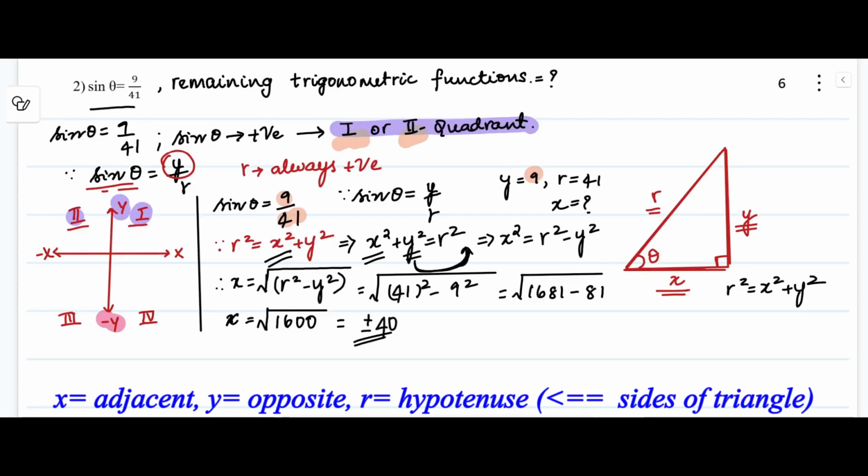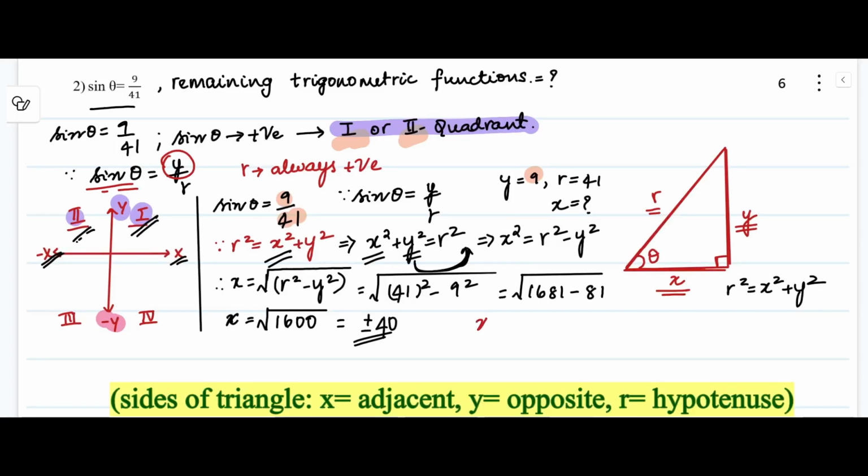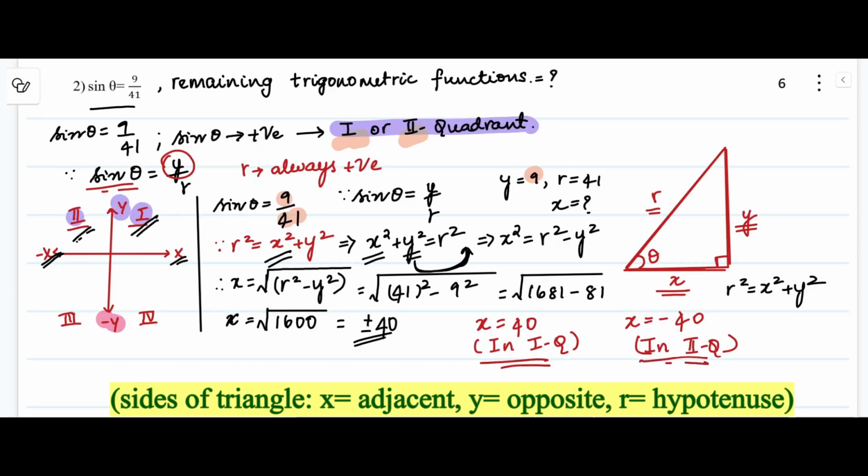When we look at the quadrant system, in the first quadrant we have positive x-axis and in the second quadrant we have negative x-axis. So we can take x to be equal to 40 in the first quadrant and x to be equal to minus 40 in the second quadrant. This question will now have two possible sets of answers: the remaining trigonometric ratios for the first quadrant and the remaining trigonometric ratios for the second quadrant. Let us find them.